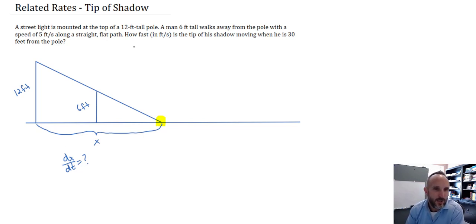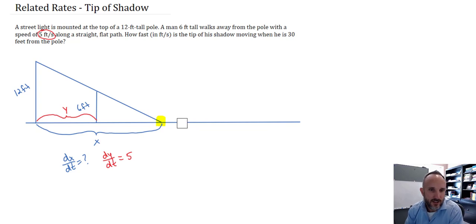Okay? Now, what else do we have? We haven't used the fact that the man's moving at 5 feet per second. Well, the man's walking away from the light pole. So we need to incorporate a variable so that its rate of change is 5 feet per second. So what we'll do here is we'll measure again from a stationary source, the light pole, to the man, and we'll call that distance y. Because we know that that y value is changing at 5 feet per second. So we know that dy/dt is 5.